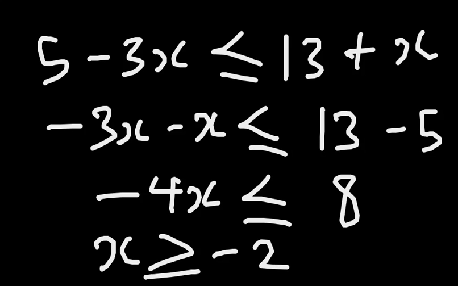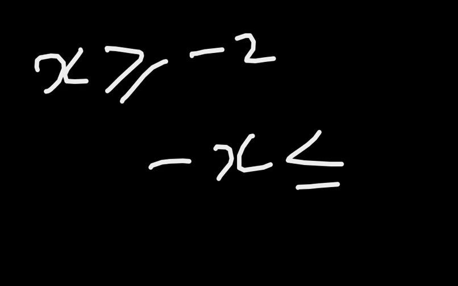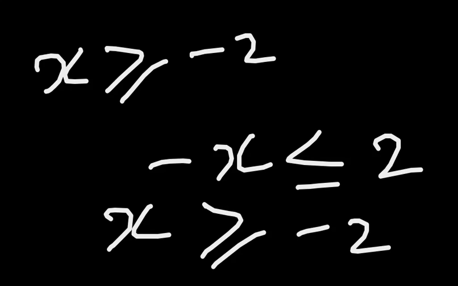So that's why minus 4x less than or equal to 8 becomes x greater than or equal to minus 2, because we multiply both sides by minus 1, changing the direction of the inequality. If we didn't do that, we'd have x less than or equal to minus 2, or something like minus x less than or equal to 2, which is not right. So we change the direction of the inequality when we multiply by minus 1.